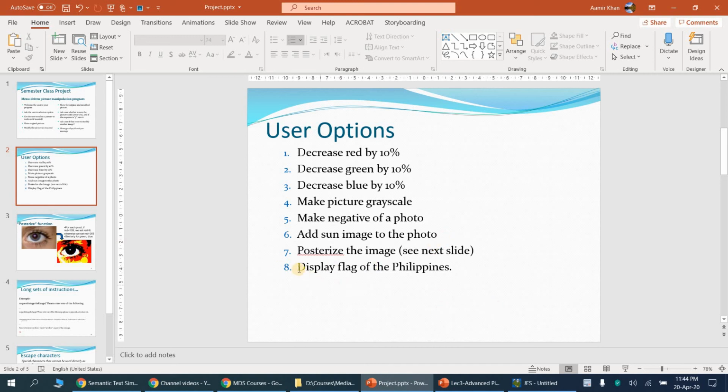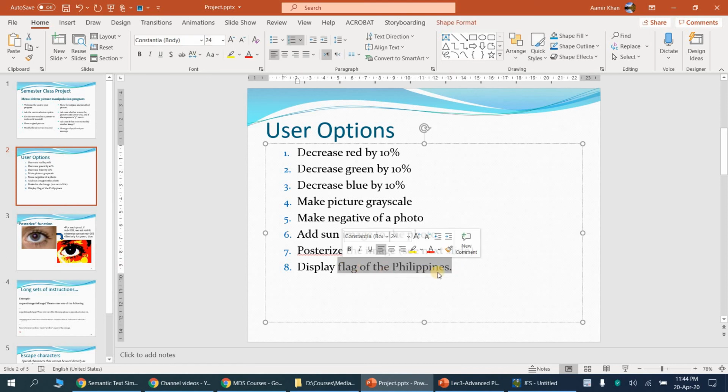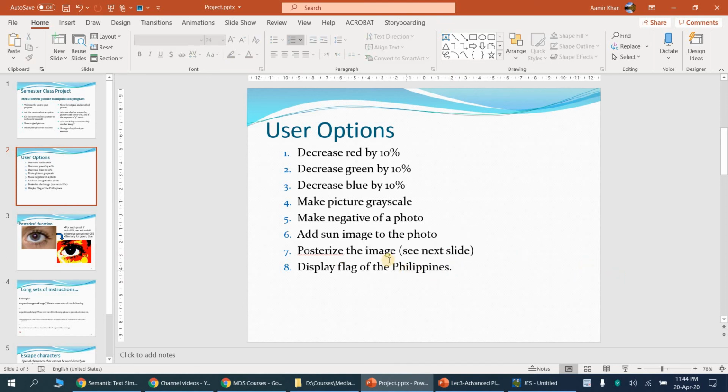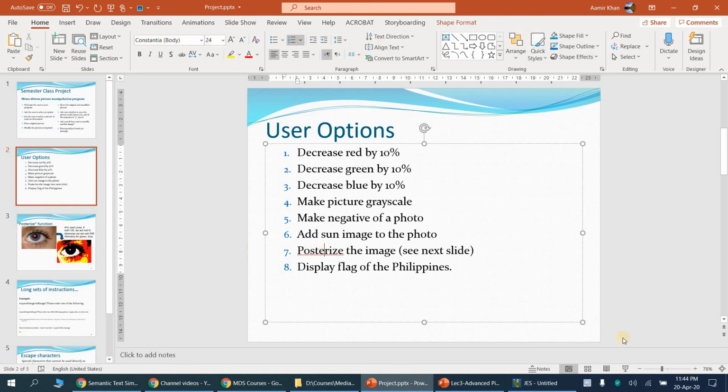Then there is an 8th option, 7th I will discuss. The 8th option is to draw the flag of the Philippines. The Philippine flag is a little difficult. Just check it and note it down. It's a little difficult.